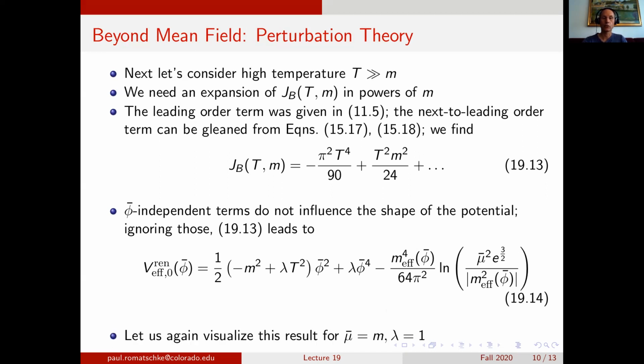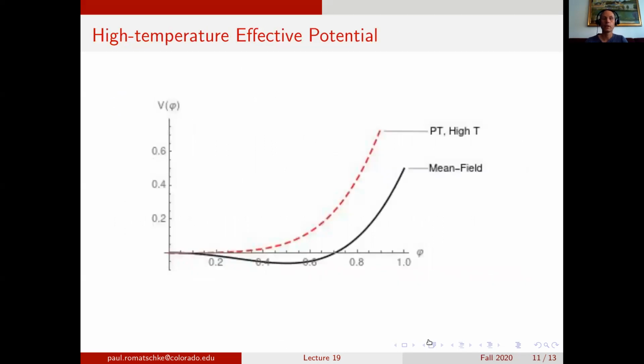We can again try to visualize this result compared to just the mean field result if we again set mu bar to be equal to m and the coupling constant lambda equal to 1. And we find the following result. This is again the potential as a function of the field phi. This is the mean field result that we discussed before. And here is the leading order perturbative result at high temperature. This is the dashed line here.